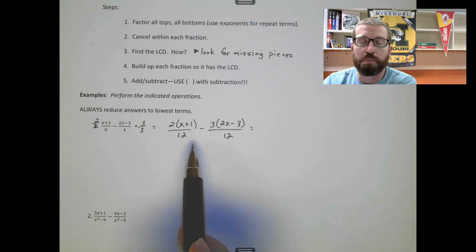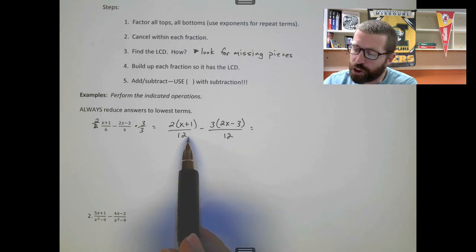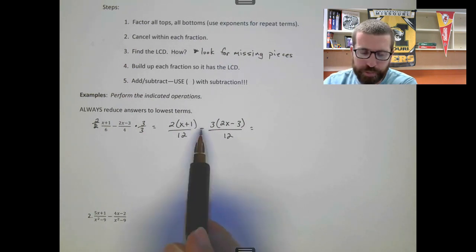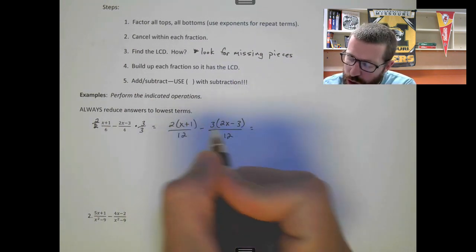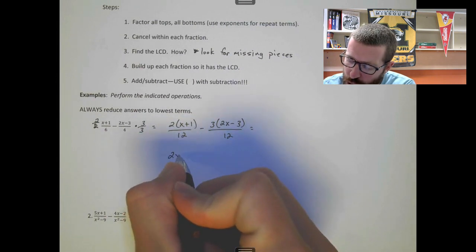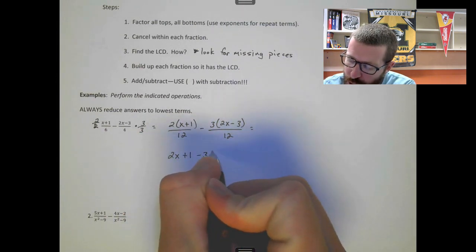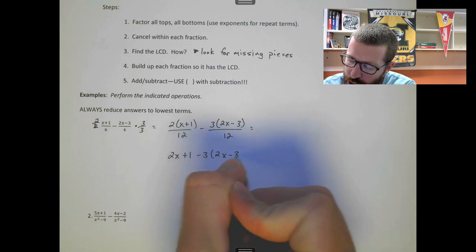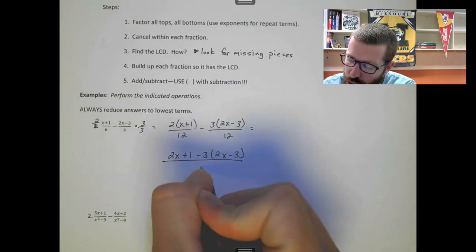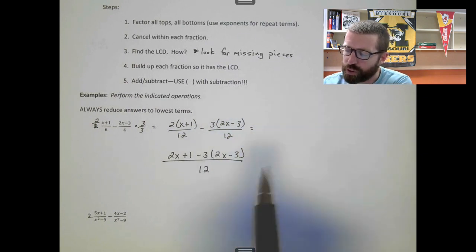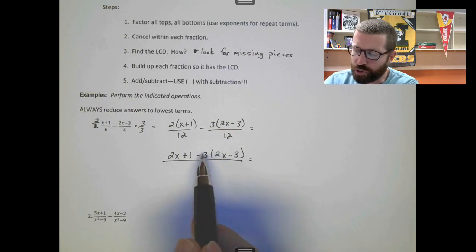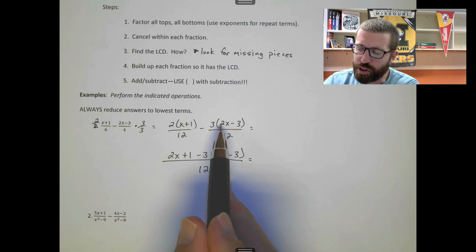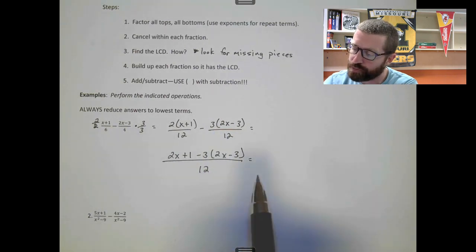Okay, so when you combine these, I would encourage you to write it in 2 steps to show some more work than maybe you want to. So let's just write it as one fraction. So 2x plus 1 and then minus 3 times 2x minus 3 all over 12. So a couple things with this. One, this step is more important when it's subtraction, so you don't forget that you have to distribute this negative because it's subtracting everything on top of this fraction.